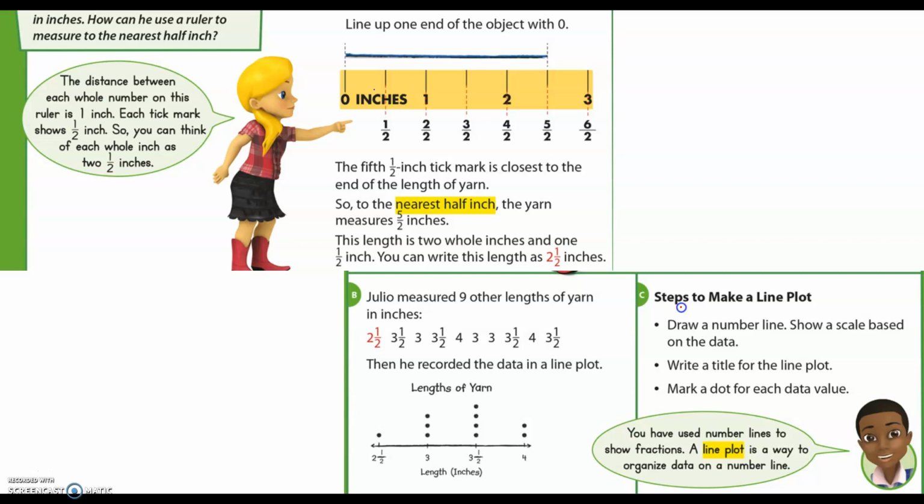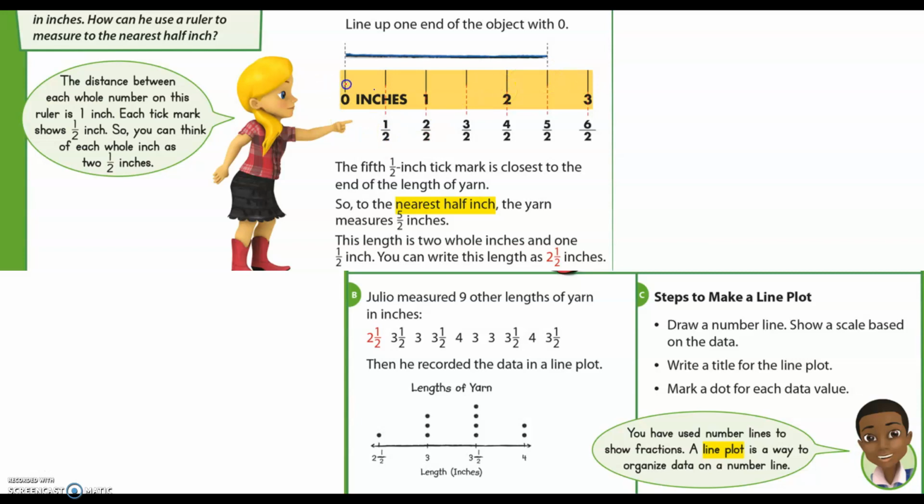Julio is measuring some lengths of yarn in inches. How can he use a ruler to measure to the nearest half inch? The distance between each whole number on the ruler is 1 inch. So from 0 to 1 is 1 inch. From 1 to 2 is 1 inch. From 2 to 3 is 1 inch. Each tick mark shows ½ inch.